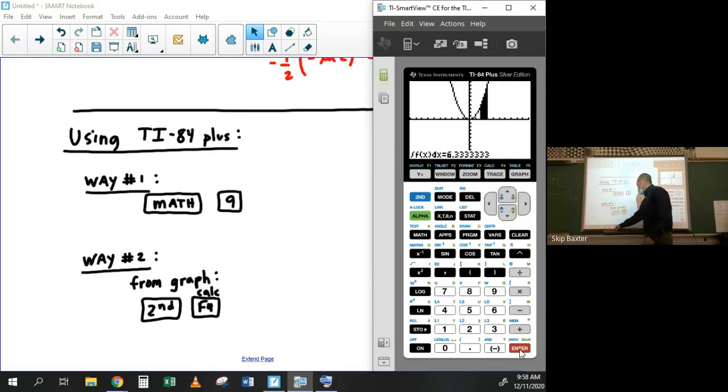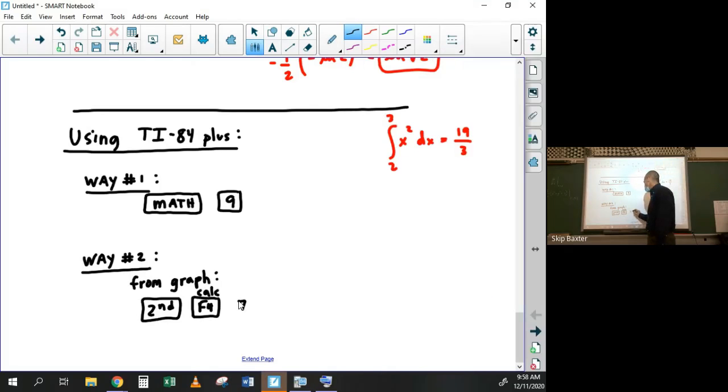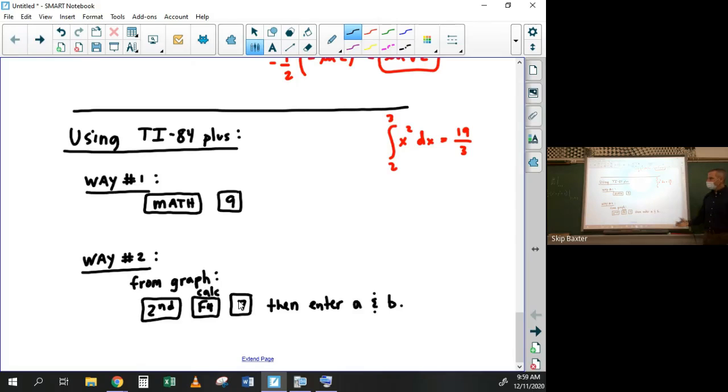Okay, so it's second calc, choice 7. And then you'll have to enter the lower and upper limits. Those numbers are called the limits of integration. The lower limit, the upper limit. Okay? Then enter. So there are 2 different ways your calculator will evaluate definite integrals.